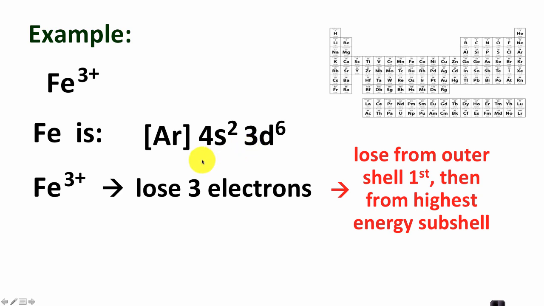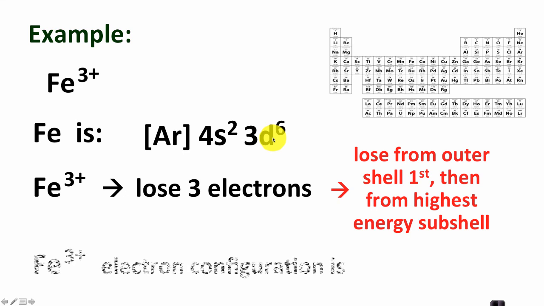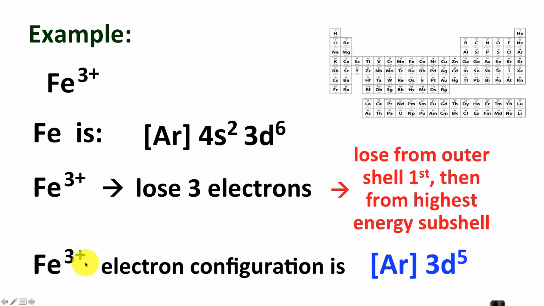So of 3s, 3p, and 3d, 3d is higher in energy, and so the Fe3+ electron configuration will be argon 3d5, because the 4s electrons are removed, and then 1 of the 3d electrons is removed, leaving you with 3d5.